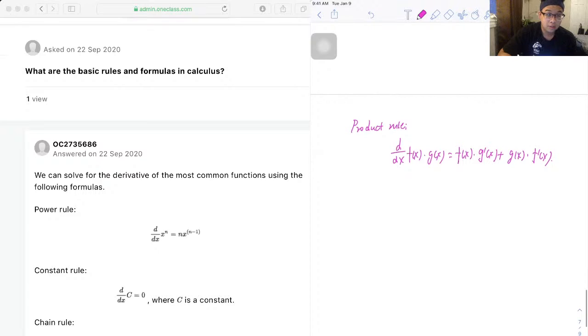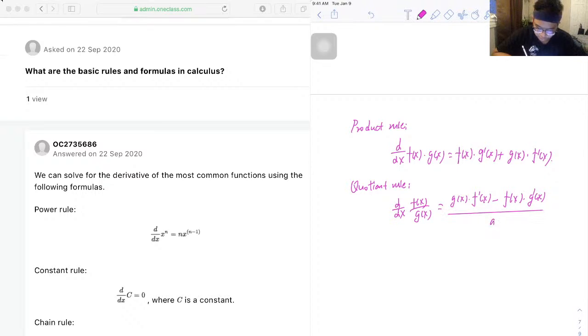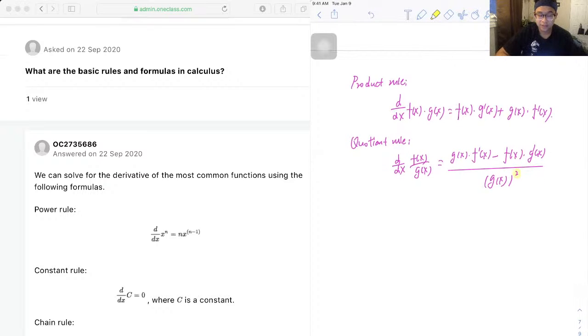And we also have our quotient rule. If we want to take the derivative of f(x) over g(x), we'll have g(x) times the derivative of f(x) minus f(x) times the derivative of g(x), over g(x) squared. Don't forget the exponent on the denominator, so that's not g(x) but g(x) squared.